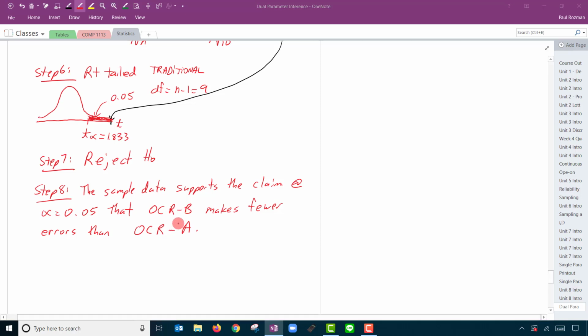If you're an Excel person, to get this t-score, instead of using the t-table, you could just use t.inv. Remember, the inverse function works to the left. So instead of putting 5% in, I'd put 95% in, and then the degrees of freedom. And you'll get a number very close to 1.833. In fact, the next digit's a 1.